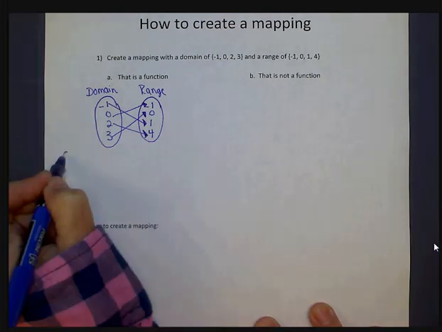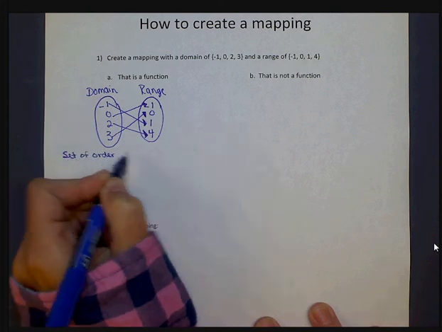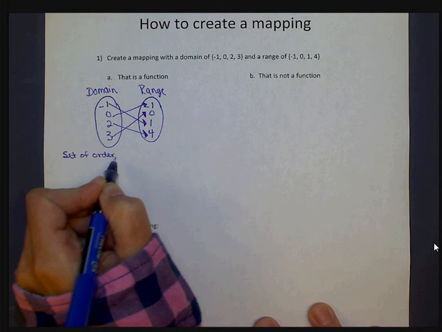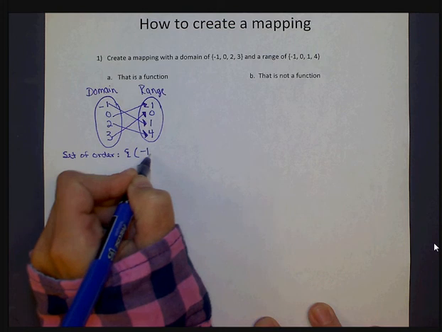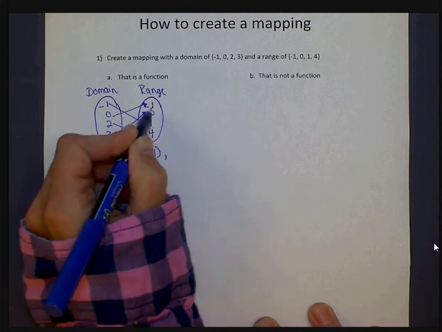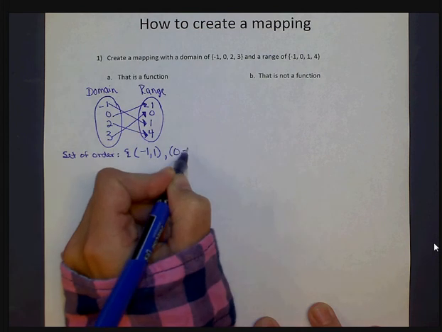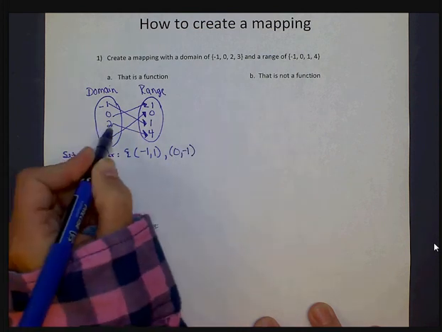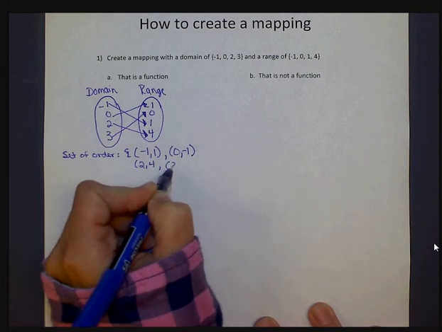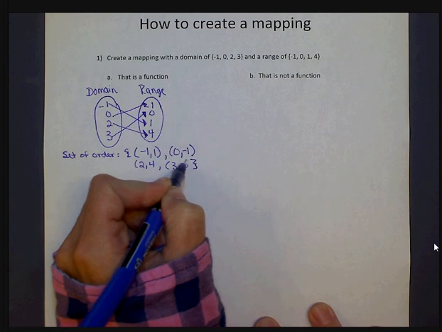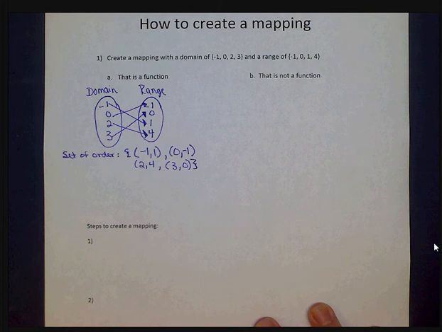So the set of ordered pairs that this mapping represents is -1, 1, 0, 0, -1, 2, 4, and 3, 0. So you can see there are no repeated x values, so this is a function.